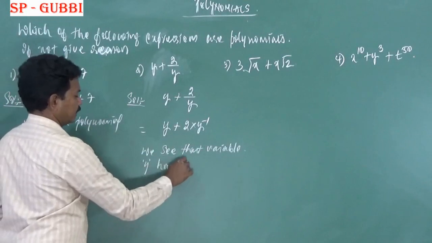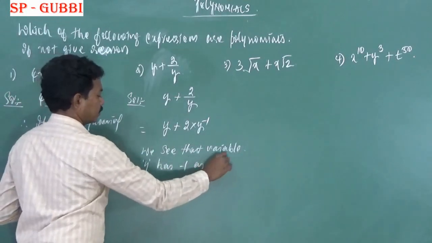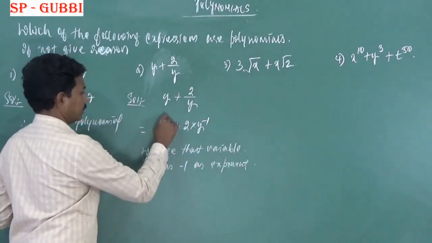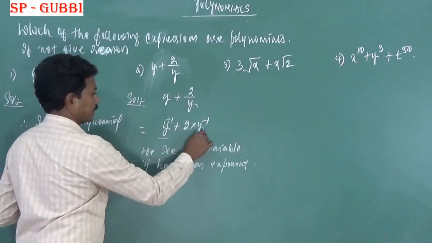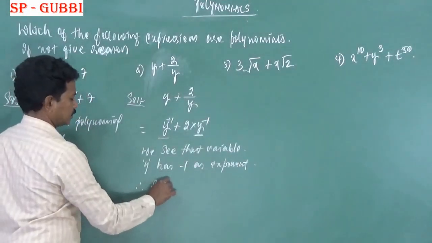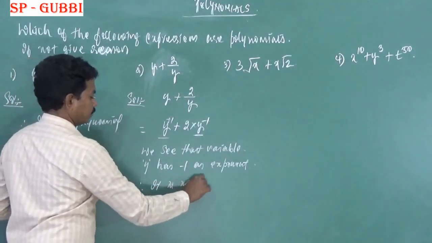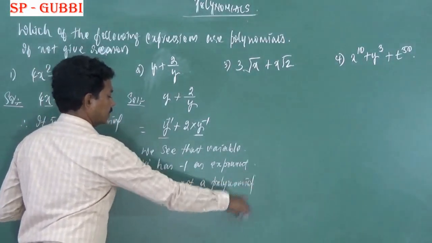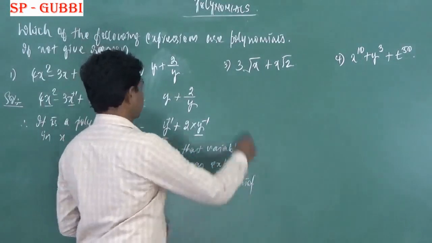Has minus 1 as exponent. So here y is having plus 1, but this y has minus 1 as exponent. So therefore it is not a polynomial. So this is how we have to give the reason. Okay, let us go with the third one.